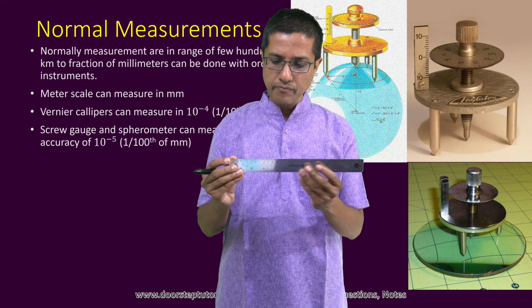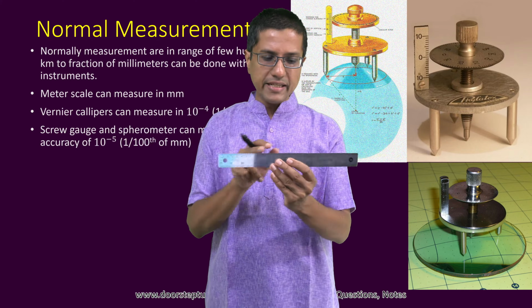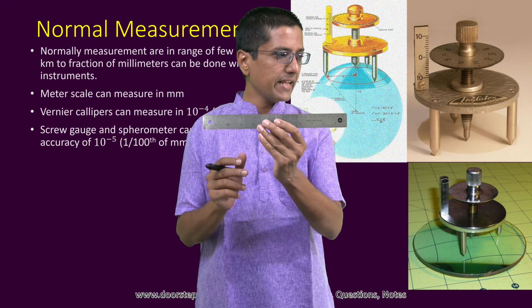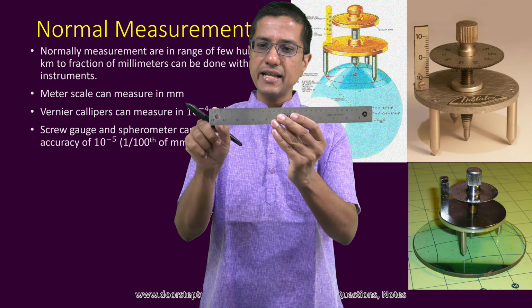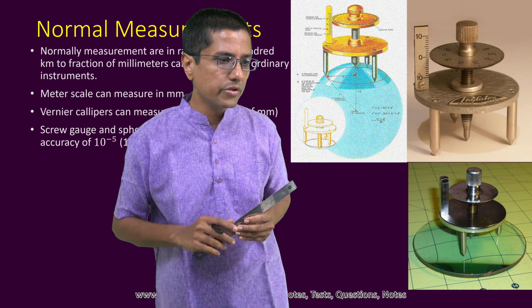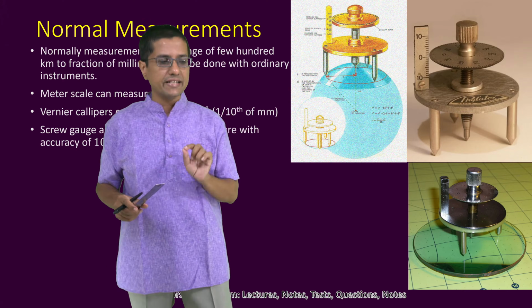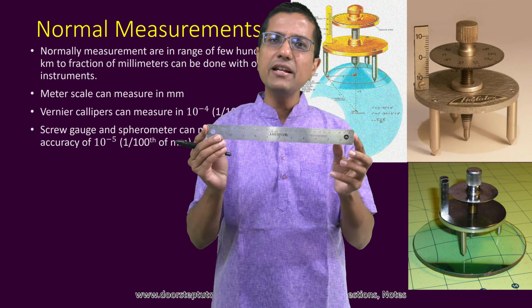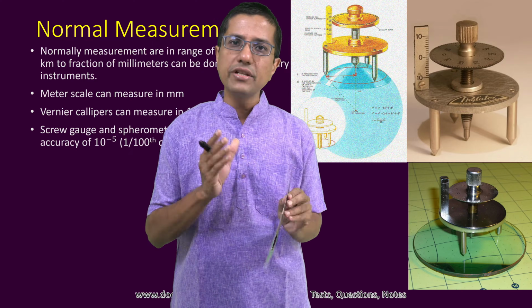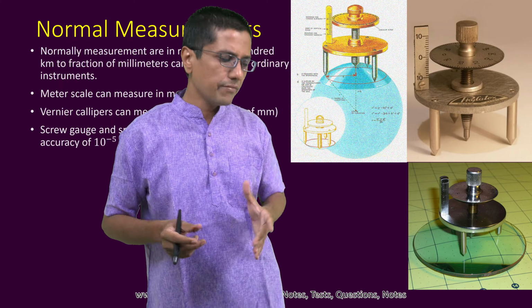If you look at the centimeter scale on the top, I have centimeters, and each centimeter in turn is divided into 10 regions. Each of those regions is worth 1 millimeter. So using this ruler, I can measure lengths up to an accuracy of a millimeter. That's good enough for normal usage.